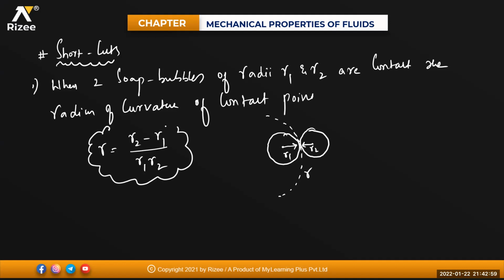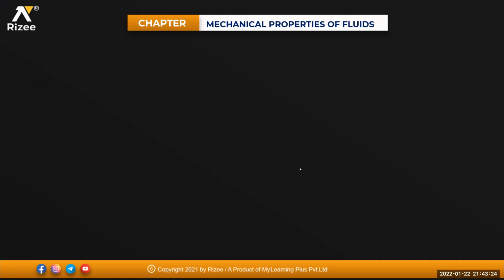Direct application, beta. If you go for the proof, it will be a waste of time. We need to remember that whenever two soap bubbles of radii R1 and R2 are in contact, the radius of curvature of the contact point will be R equals R2 minus R1 divided by R1 into R2. Clear, beta? Is that clear? Sure.